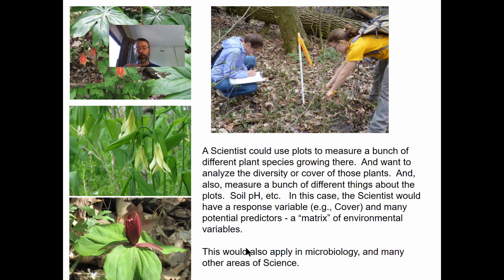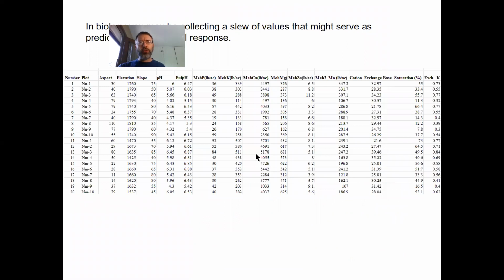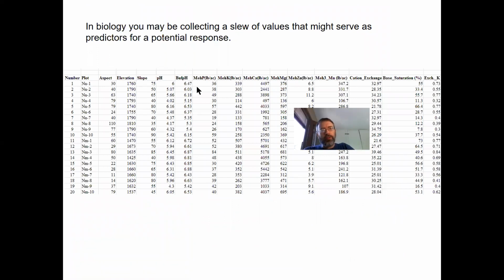This would also apply, of course, in microbiology or many other areas of science, or in engineering or whatever. You've got something that you're trying to predict, and you've got many different predictors. You could have a slew of variables that serve as potential predictors for your response. This is an example of all these soil characteristics, and you want to say, I want to use these to predict the cover or diversity of some biological characteristic, or of some plant species, or, if it's a gut microbiota, the diversity of the microorganisms in a sample. And we have all these predictors.